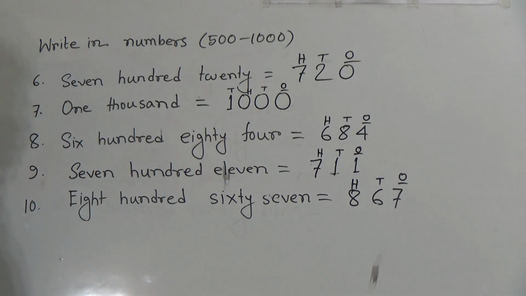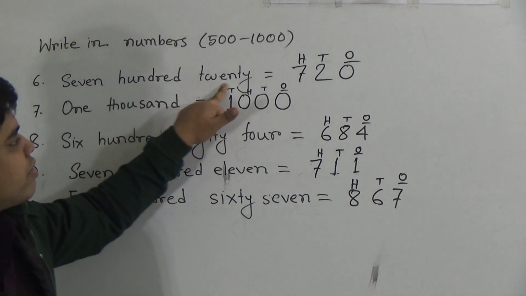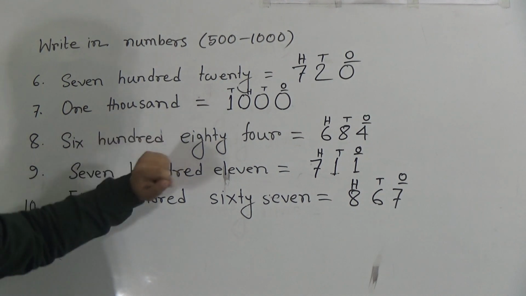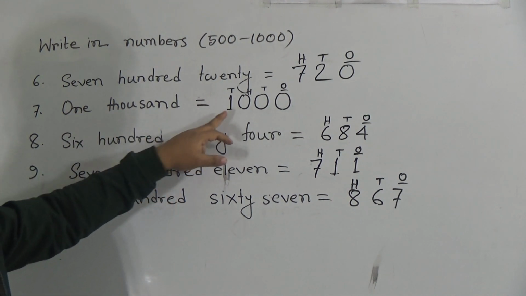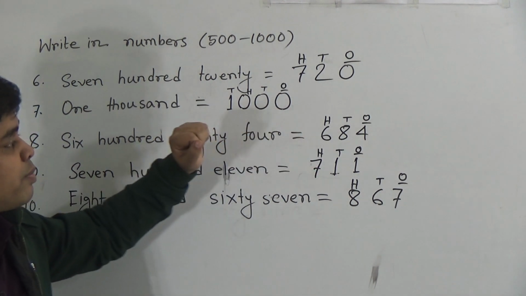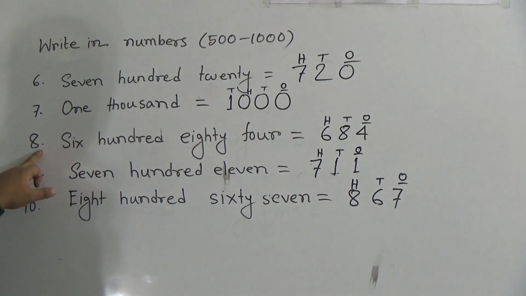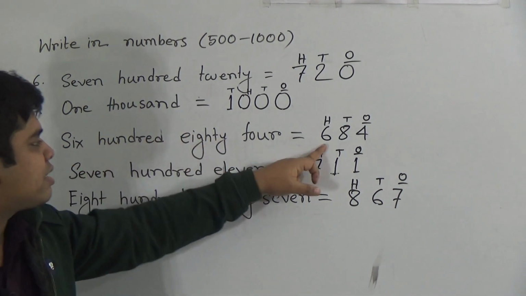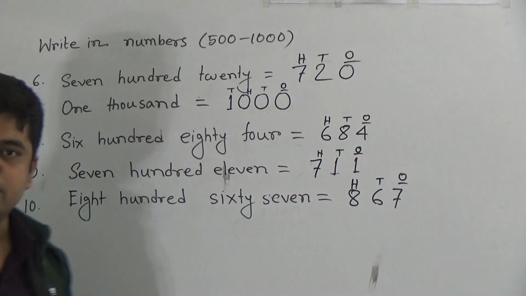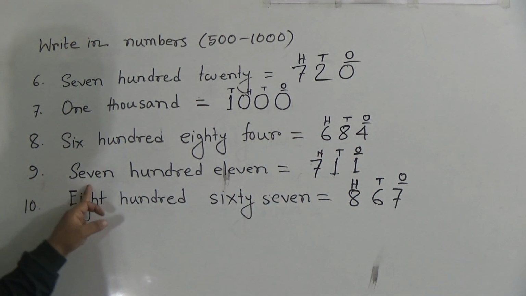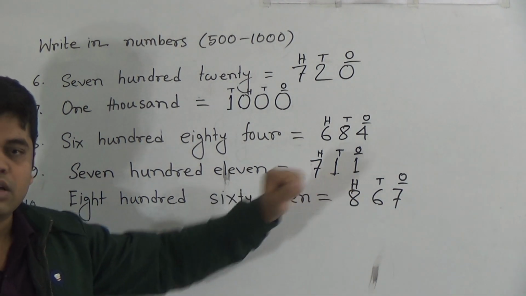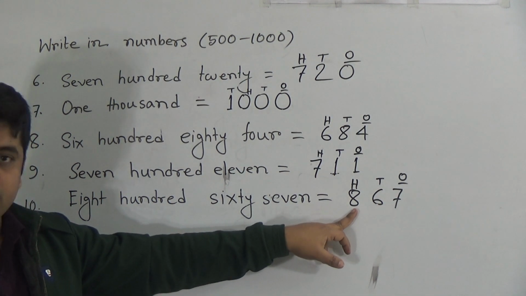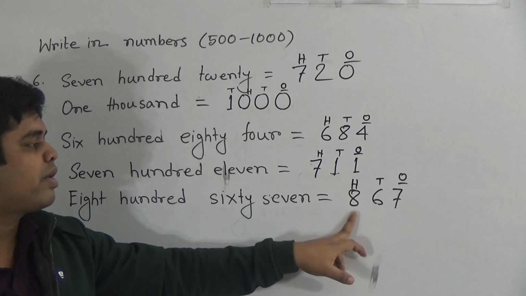So I repeat this again. 720, so write 720. Next 1000, hundreds and tens and ones place are absent, so I write 1000. Next 684, that means 600 and 84, so this one is correct also. So question number 9, 711, write 711. Then 867, so 800 and 67. So we read this number 867.